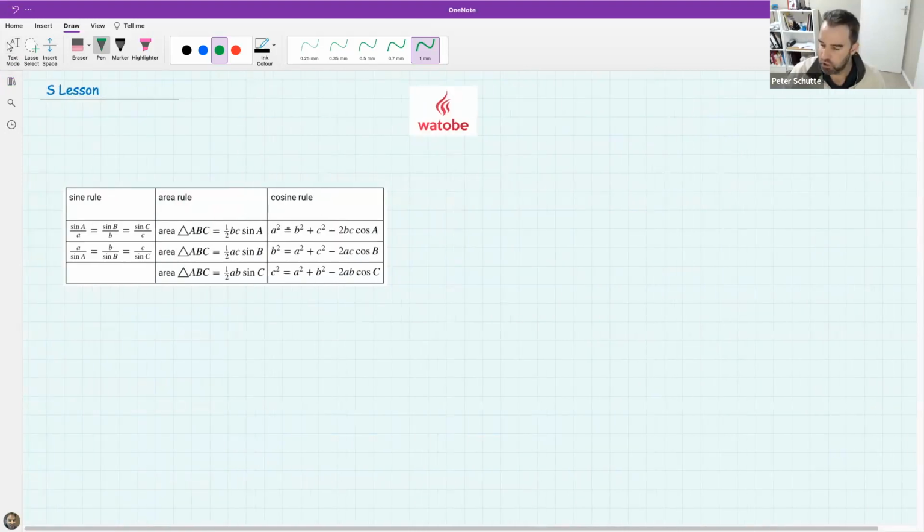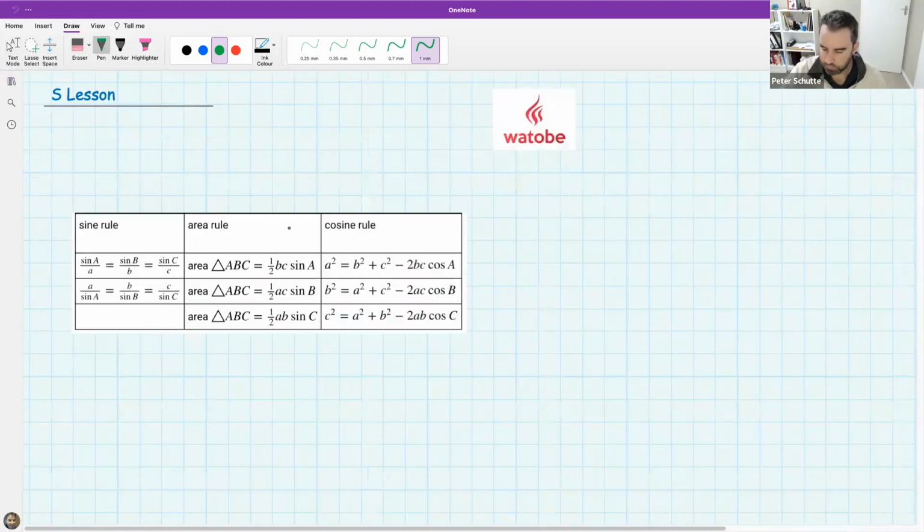What have we been doing lately? We've been solving for sides and solving for angles and for area. And we call this solving triangles. You can see the sine rule over there.